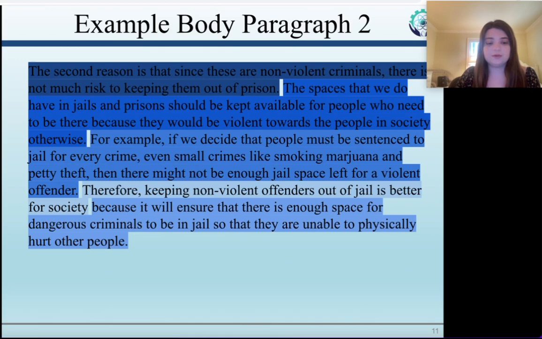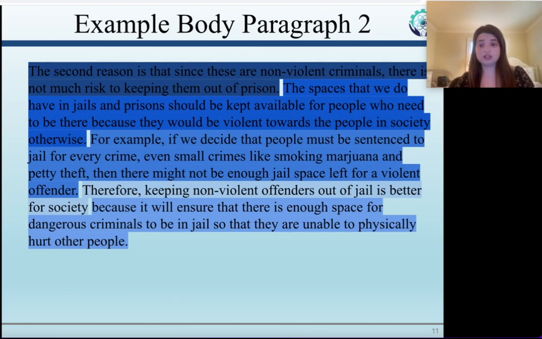For example, so now they're going into the example. If we decide that people must be sentenced to jail for every crime, even small crimes like smoking marijuana and petty theft, then there might not be enough jail space left for a violent offender, right? So they're giving an example of, let's say we're just putting everyone in jail left and right for anything, pretty much. Then what happens when there's a violent offender in town and it's like, uh-oh, we don't have any jail space for them? Well, what will we do, right? Because there's only limited space in jails.